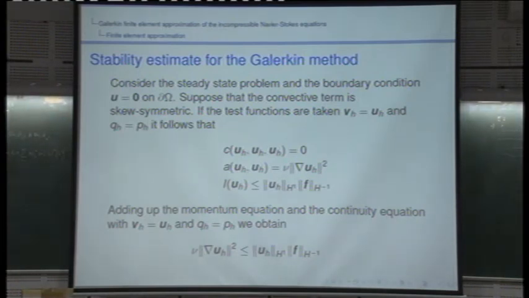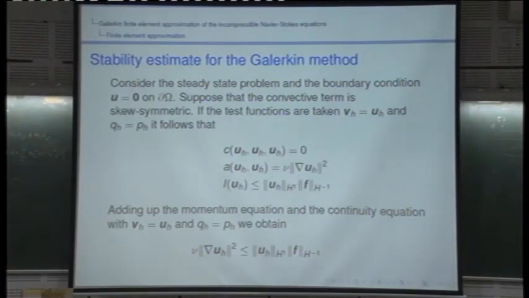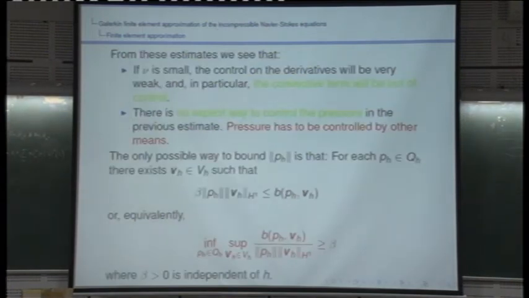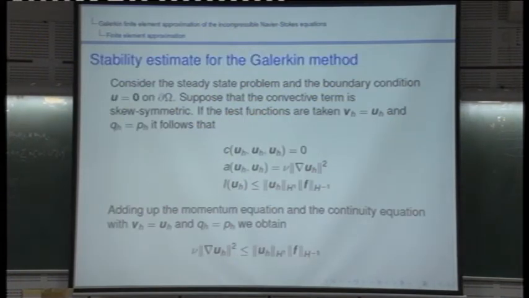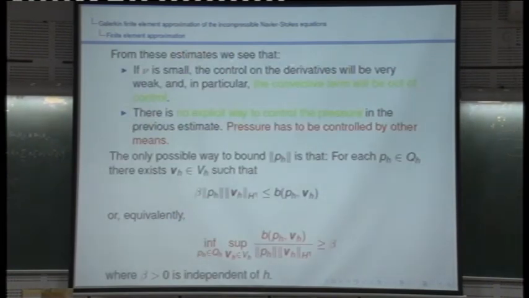So in the case of the Navier-Stokes equations, we have combined the two problems that we encountered on the one side for the convection-diffusion-reaction equation and on the other side for the Stokes problem. We have the lack of control on the convective term and the lack of control of the pressure. We have both problems together. So from these estimates, we see that if the viscosity is small, the control on the derivatives will be very weak, and in particular the convective term will be out of control. So if viscosity is small, we have the problem of convection-dominated flows, and there is no explicit way to control the pressure. So pressure has to be controlled by other means. That's what we said for the Stokes problem.